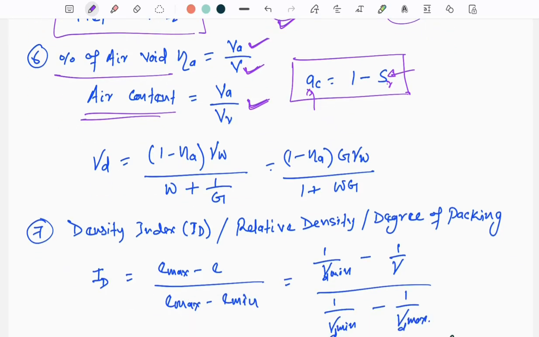The next relationship also uses this air void. When you want to find the dry density of soil, and you have been given the air void ratio, at that time there is a relationship: gamma D is equal to (1 minus eta A), that is air void, into gamma W, divided by (w plus 1 upon G). G is the specific gravity. So if you have the specific gravity, air void, and also the water content, you can find the dry density of the soil.